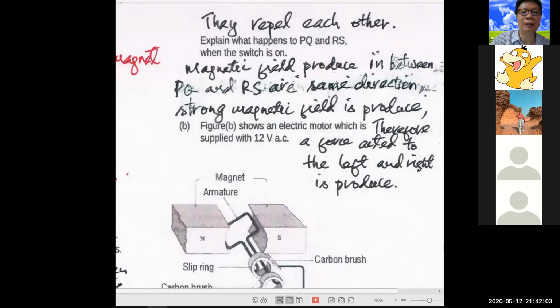Yes, sir. Okay, good. And now Jocelyn asked a question. Also need to write that they repel each other? Yes, must write. The one I asked you to jot down is for your own understanding. Jocelyn, you have to write, because the question says, explain what happened. You must say what happened first, then only explain, correct? So what happened is they repel each other, and then this one is the explanation. Okay, Jocelyn, understand?